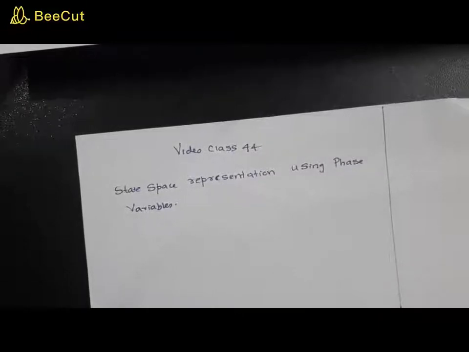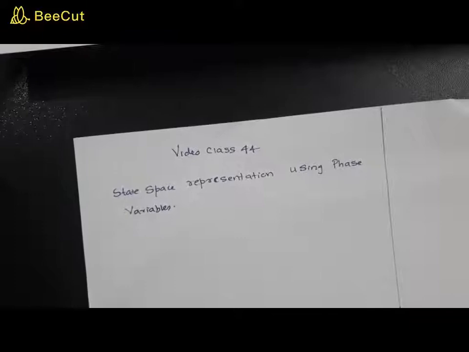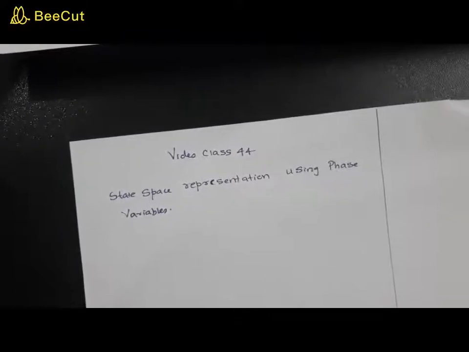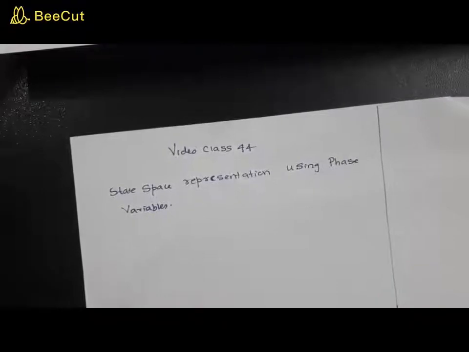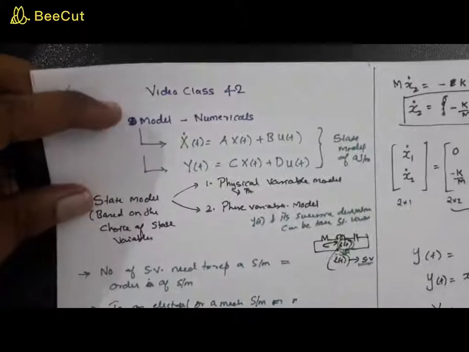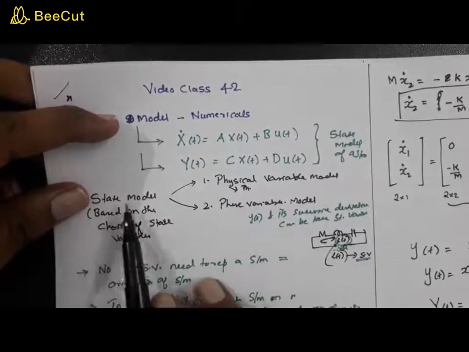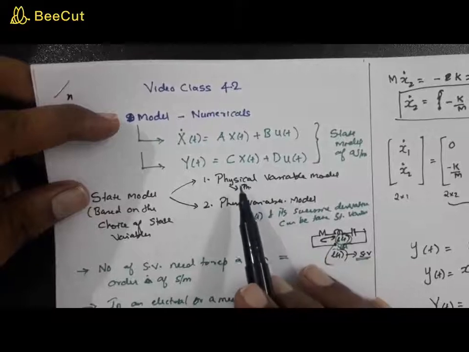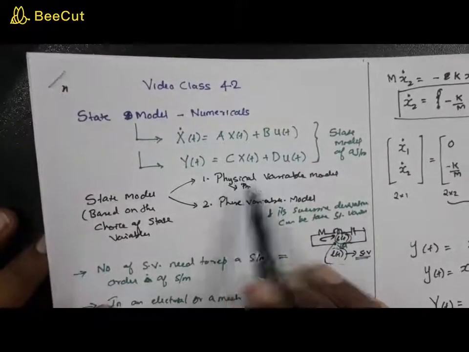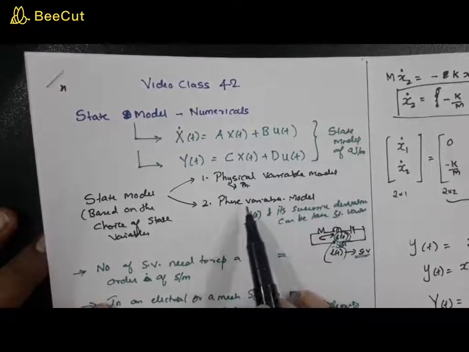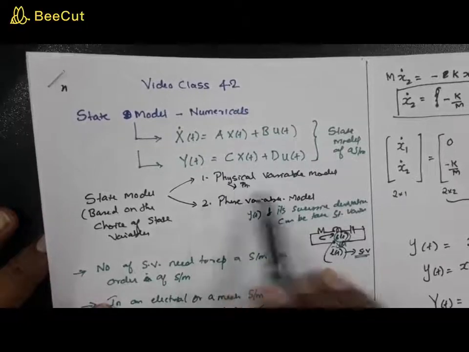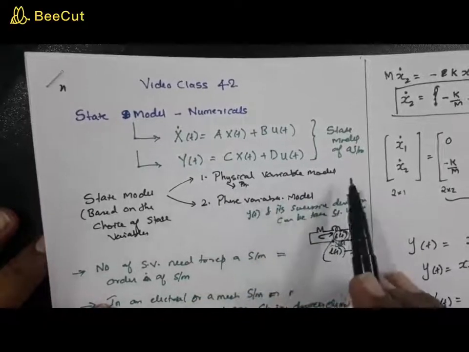In the previous two videos, we have been dealing with the state model, and we have done some numericals and state model representation. As we have seen in video class 42, the state model can be of two types: one is the physical variable model, and another one is the phase variable model. So far we have been doing the physical variable model.